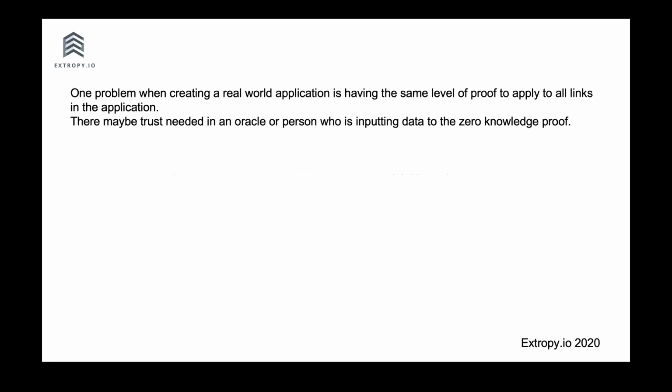One thing I found as well with proofs, when you try to apply them to real world problems, and I think if you're going to use zero knowledge proofs in your projects, then you will come across this problem, is the idea of the trust and the validity of the different links within your system.